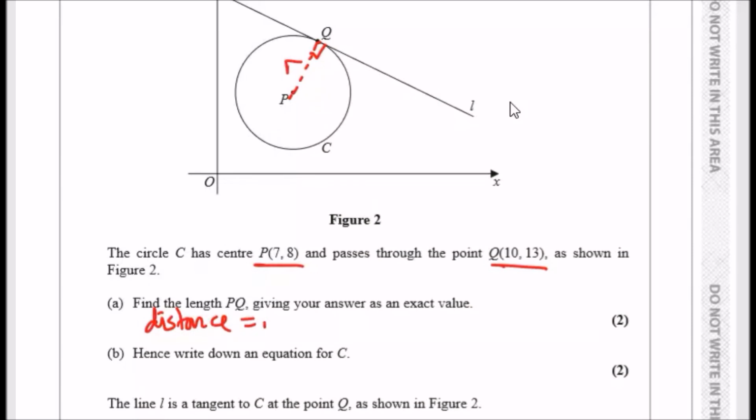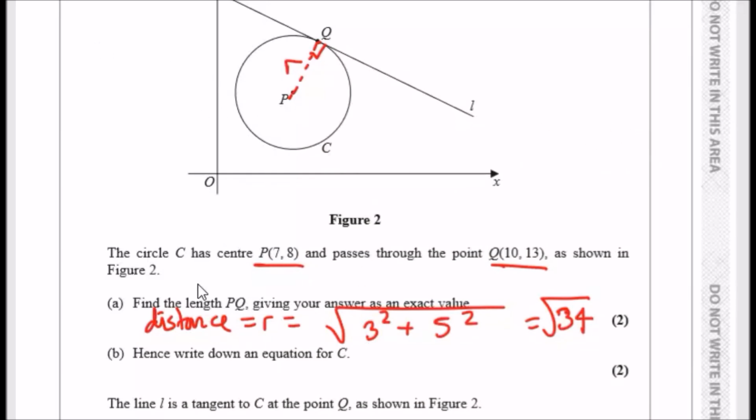So the radius, we just use Pythagoras. So we just find the difference between the x's and square them plus the difference of the y's. So the difference between the x's is 10 minus 7, which is 3, so it's 3 squared, plus the difference between the y's, 13 minus 8 is 5, so it'll be 5 squared. And 3 squared plus 5 squared, and square rooting it will give us root 34, so root 34. That's the distance. We're done.